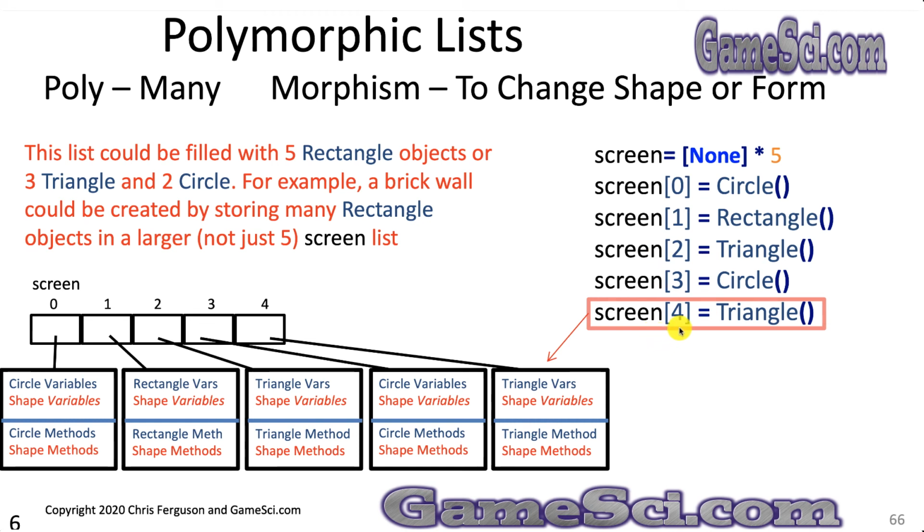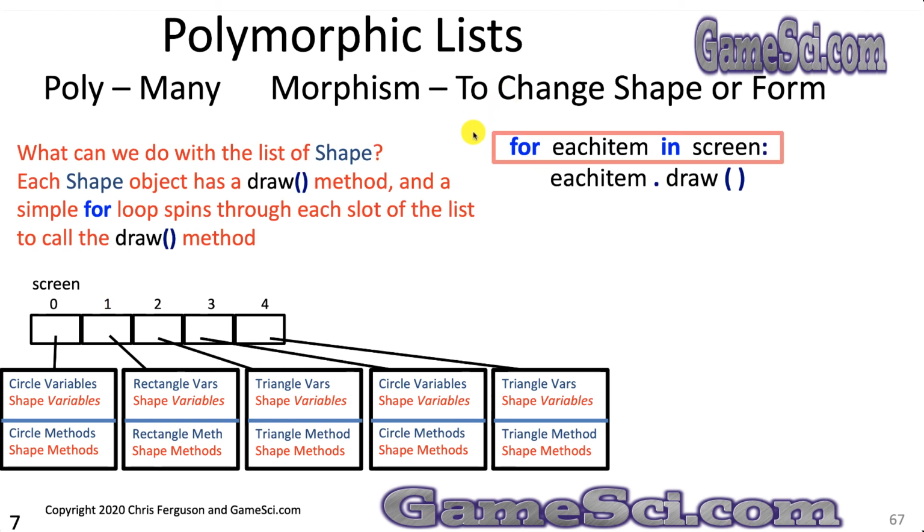So index or subscript 4 will get a triangle object, and what I've done is I've filled my shape list with a variety of different objects. Polymorphism says one reference can point to many different things, and I'm taking advantage of that by saying one list element could point to a circle or a rectangle or a triangle. That's polymorphism. Let's write some code that takes advantage of this.